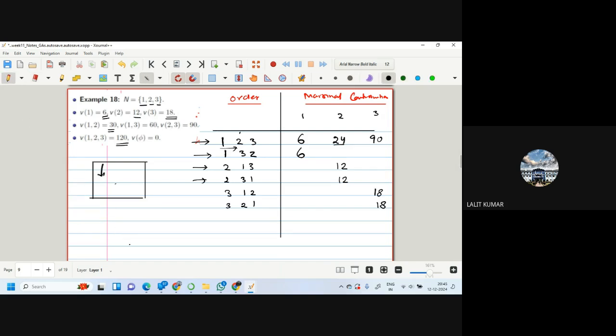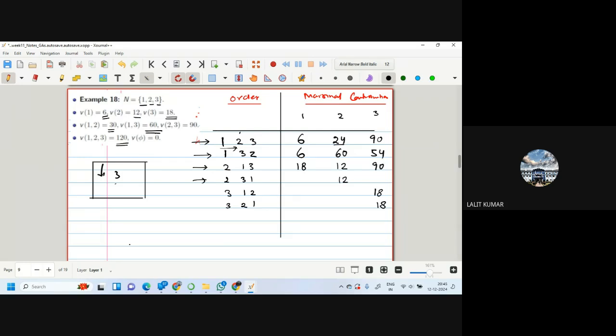1 is here, 3 enters, the value becomes 60. So his value is 54. And now the total is 120, and 120 minus 60 is 60. Now 2 was there, value 12. 1 came, the value became 30, so the value of 1 is 18. Then 3 came, 120 minus 30 is 90.